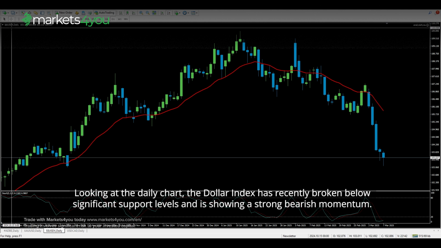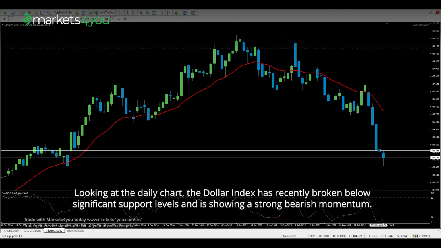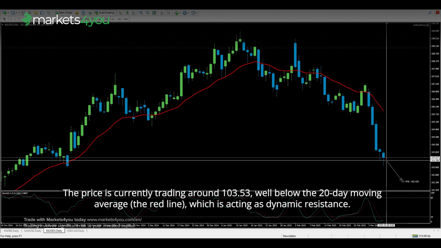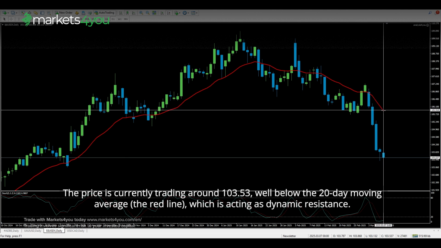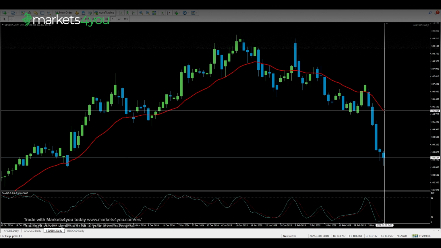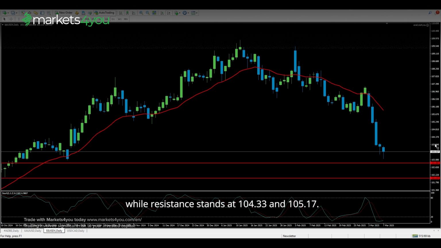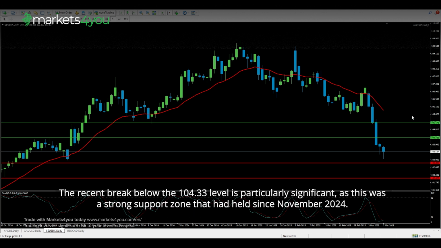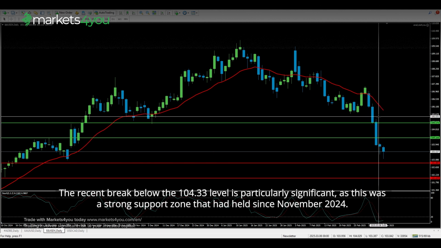Looking at the daily chart, the dollar index has recently broken below significant support levels and is showing a strong bearish momentum. The price is currently trading around 103.53, well below the 20-day moving average, the red line, which is acting as dynamic resistance. Looking at key levels, we have support at 102.89 and 102.03, while resistance stands at 104.33 and 105.17. The recent break below the 104.33 level is particularly significant, as this was a strong support zone that had held since November 2024.